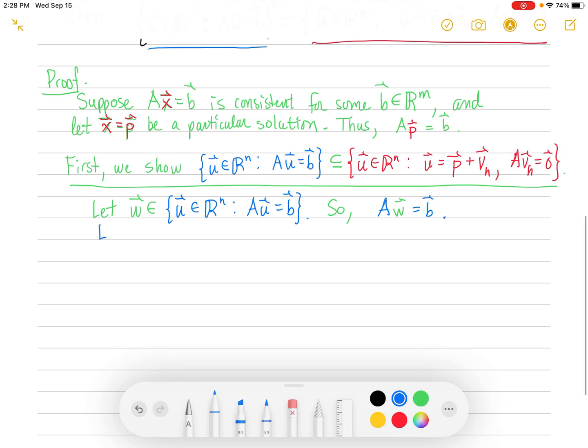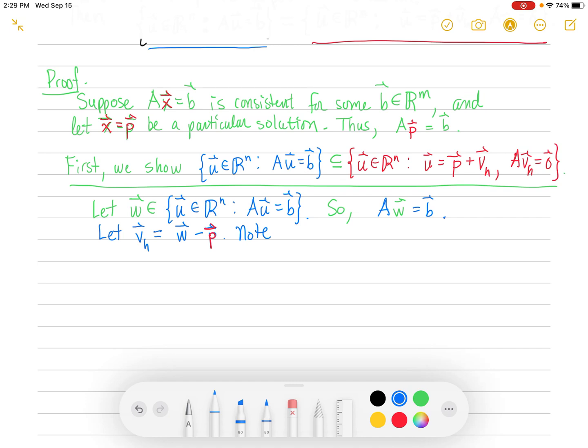Okay, now I'm going to do a trick. I'm going to let VH be defined as W minus P. Let VH be W minus P. Okay, we have a W, and we know what P is. P is this particular solution back here.